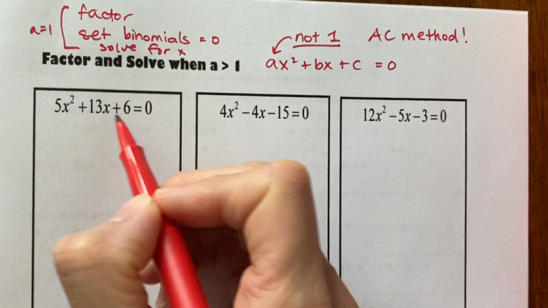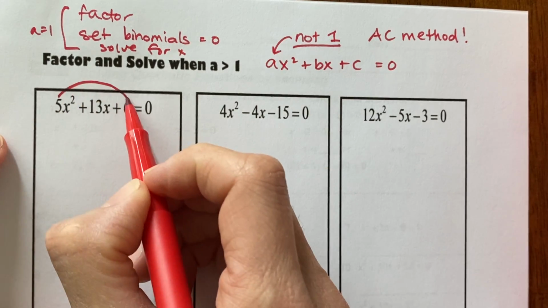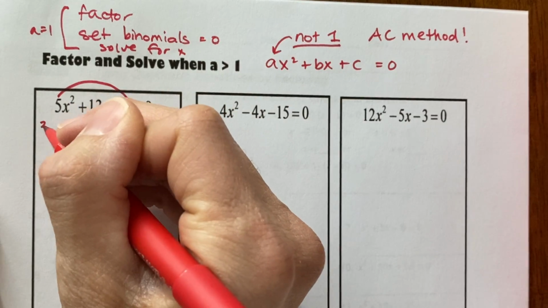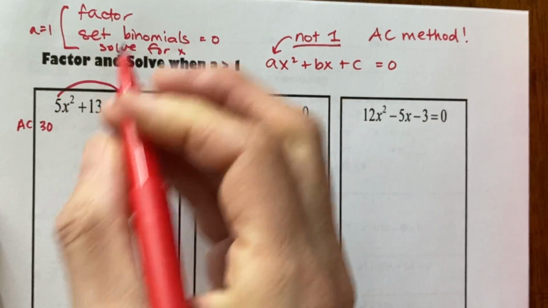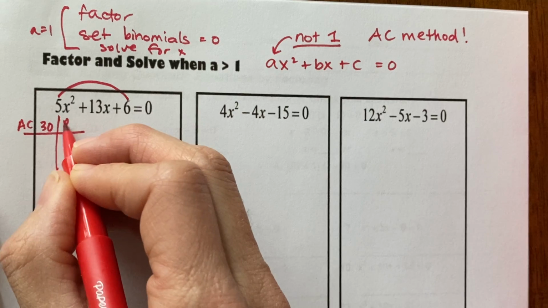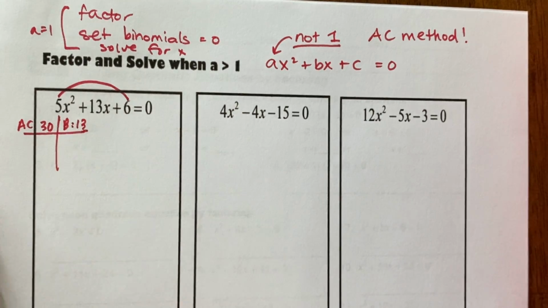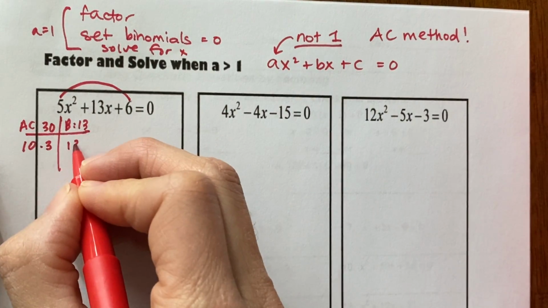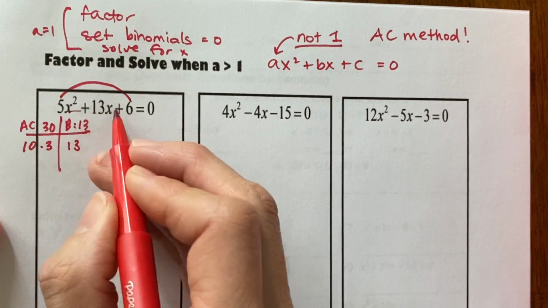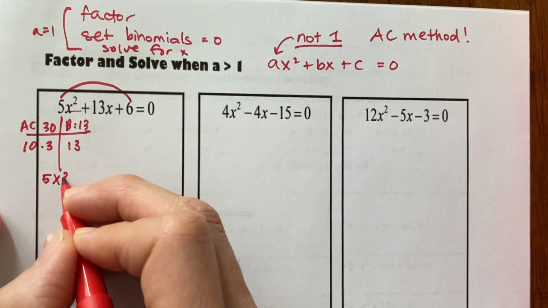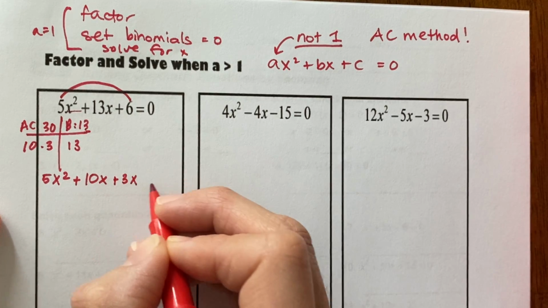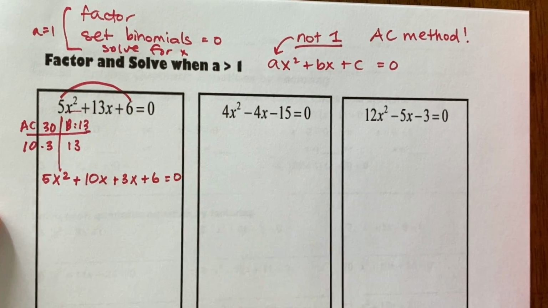5x squared plus 13x plus 6 equals 0. First, in the AC method, remember you multiply 5 times 6. And so that's 30. So my AC is 30. B is 13. So I have to figure out how I'm going to multiply to 30 and add to 13. Well, I think that's going to be 10 times 3. And it is. So remember, I split up 13. So I write 5x squared plus 10x plus 3x plus 6 equals 0.